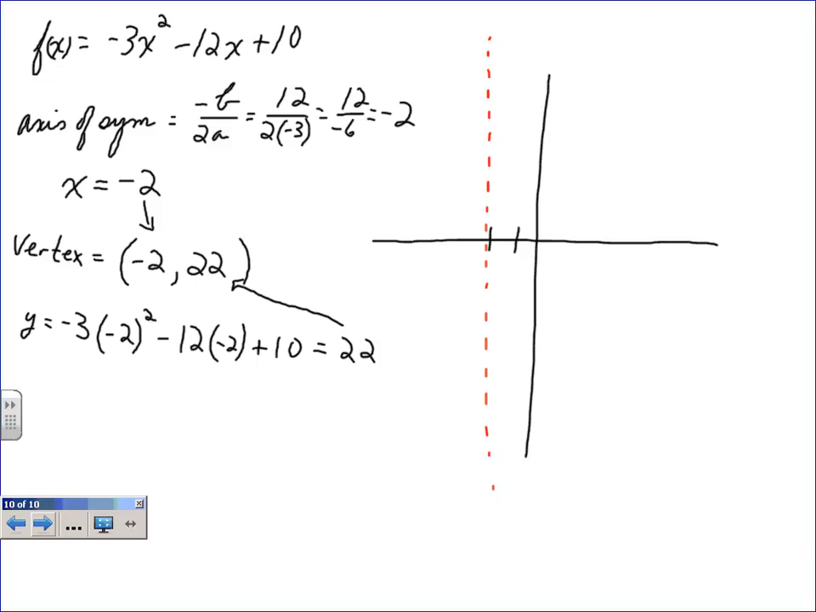I know it's going to be fairly narrow. -2 and 22 is somewhere up in here. And we know that it's going to open down, correct? So we'll sketch it, and it looks like that. Is this a maximum value? I think we determined that was going to be a maximum value, didn't it? So what is the maximum value? The maximum value is at -2 and 22.